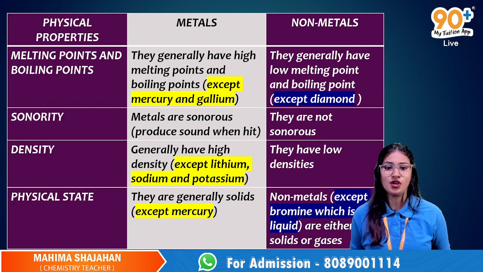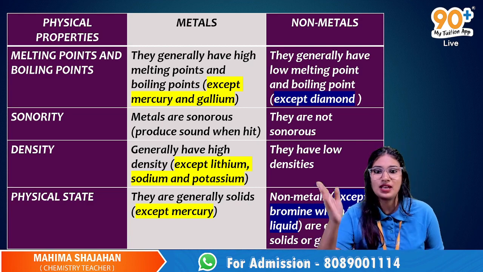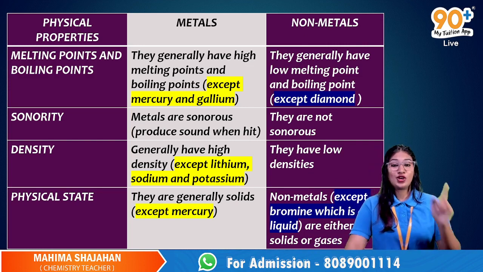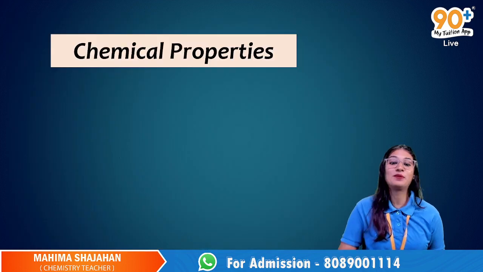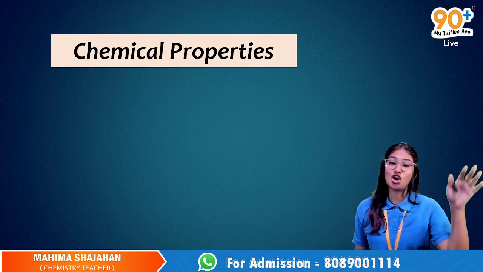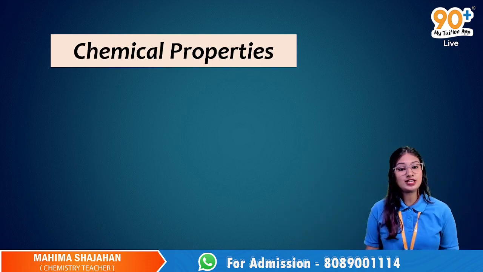Exception or exception. So is it the only or the accurate way to differentiate between a metal and a non-metal? No, right? For that, we have to check into their chemical properties as well.